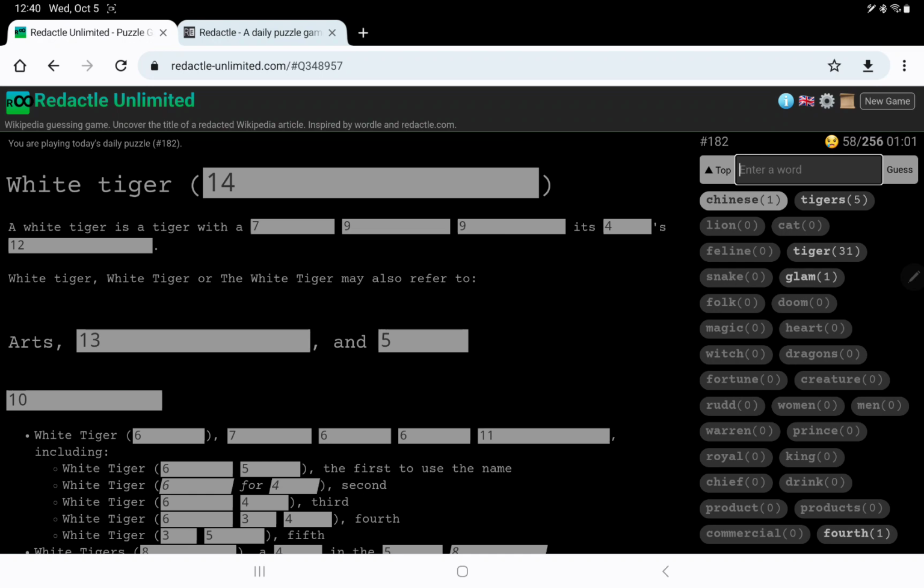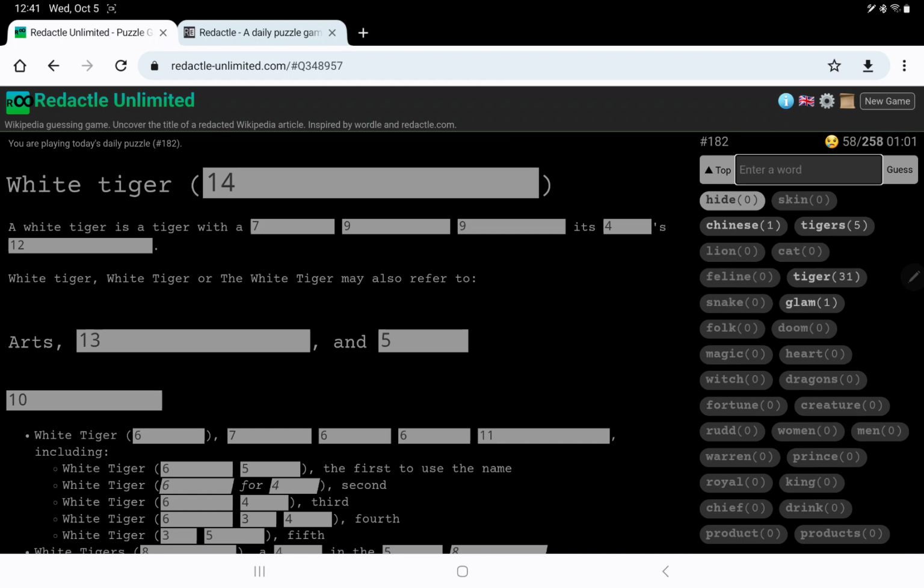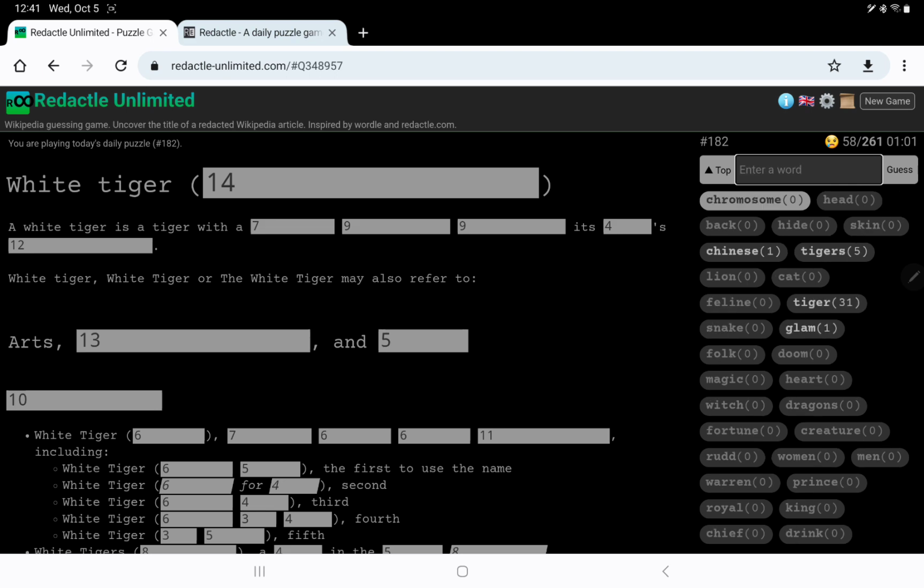But then what is 14? Some longer form of zoology? And then its 4s, could it be its skins, its hides, its back, its, I think I did head. Yeah. No, I didn't. Well, I wonder if it's something to do with chromosome. No.